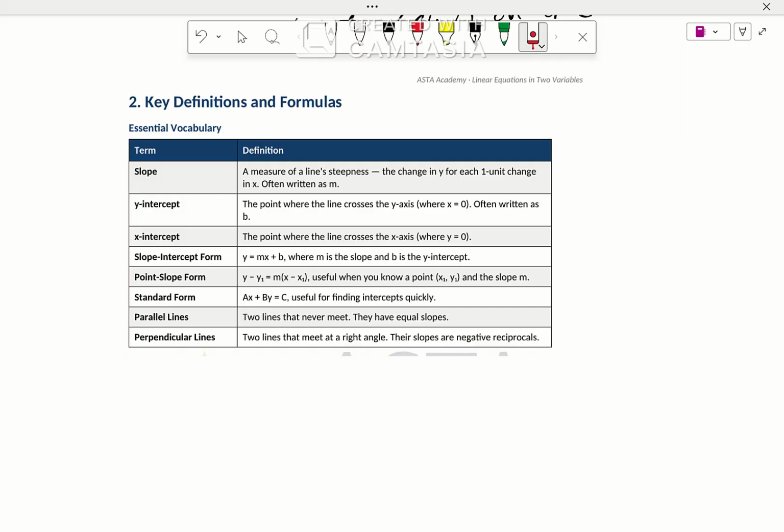Then there is the standard form, which is ax plus by is equal to c, which we looked at in the very beginning, and which is useful for finding the intercepts quickly. We'll take up an example a little later.